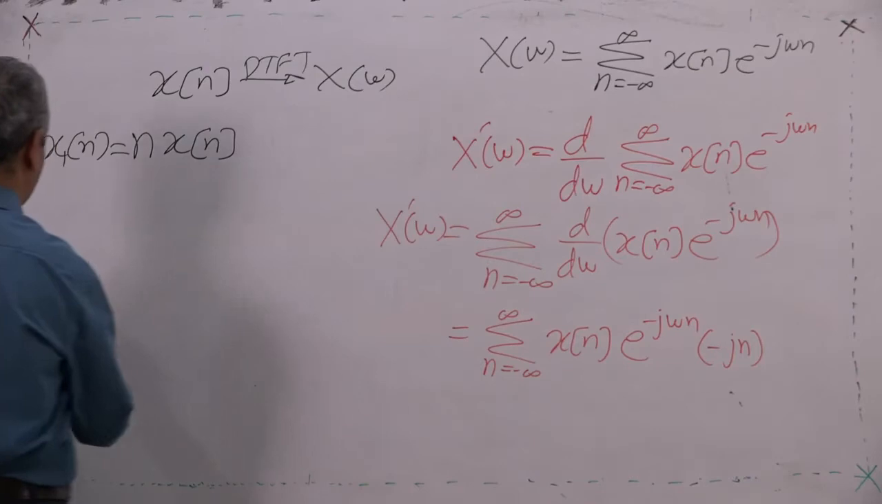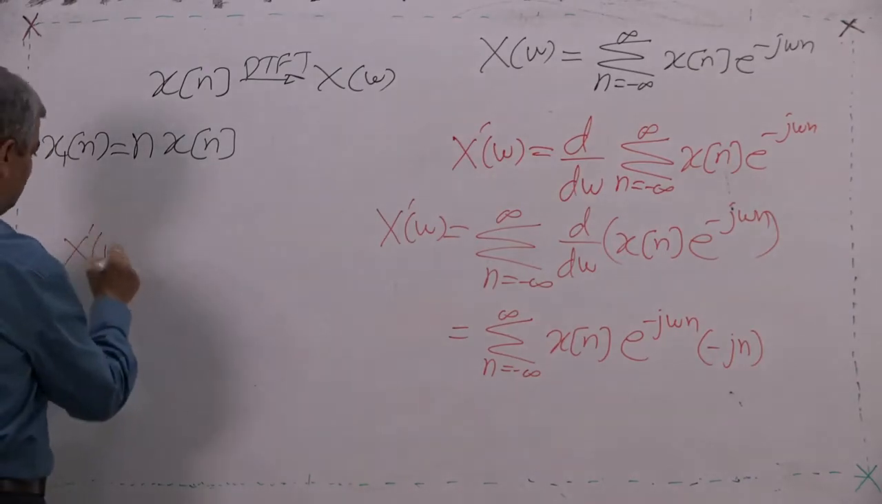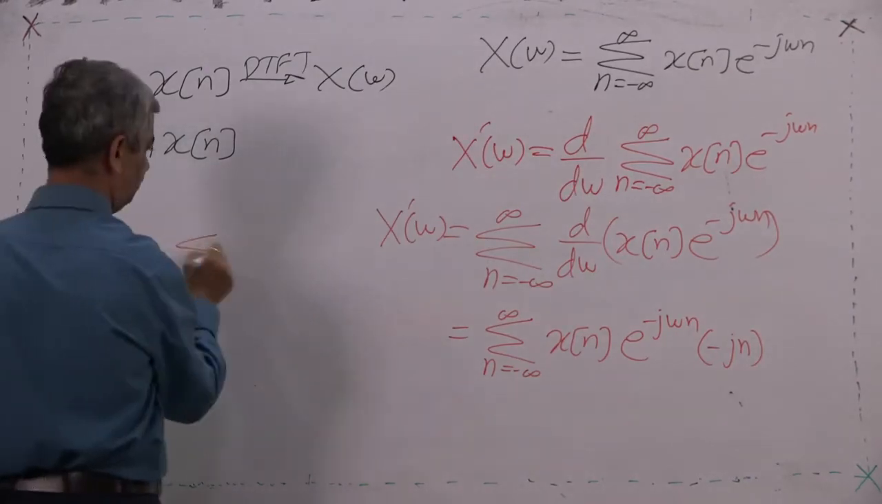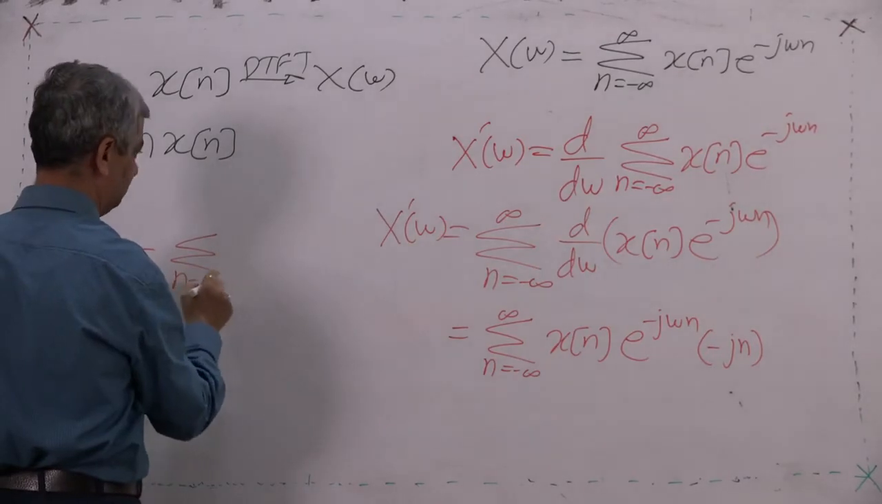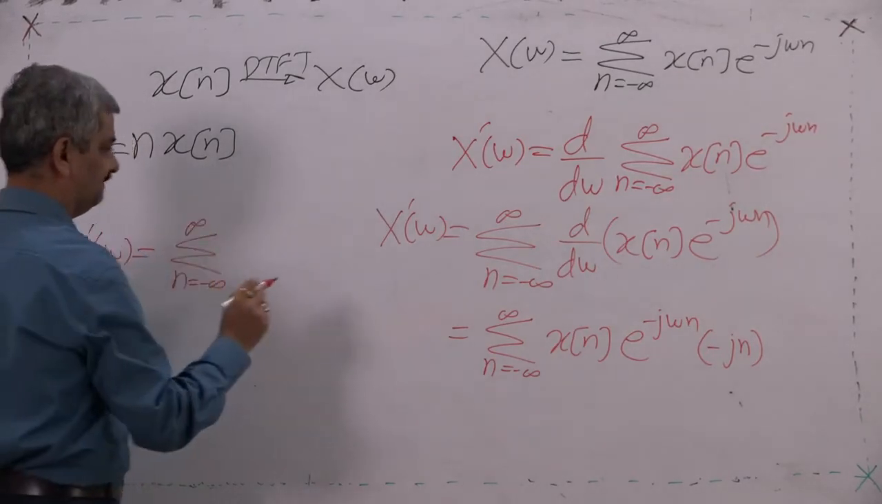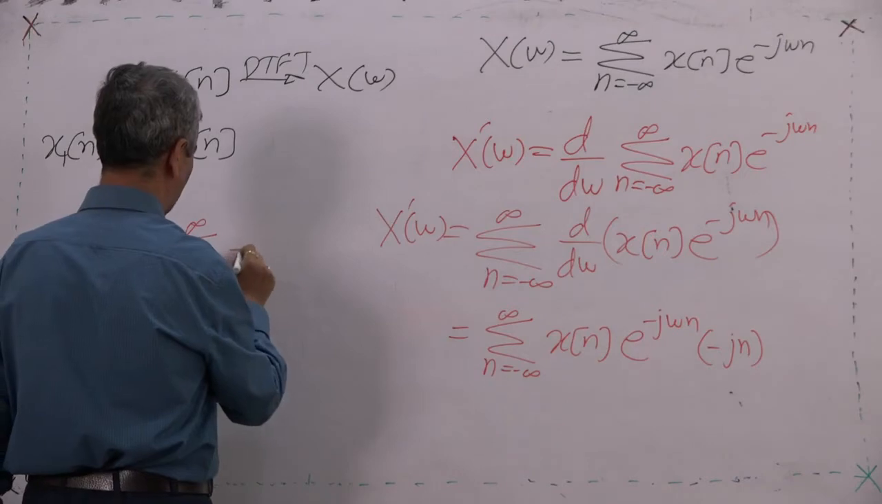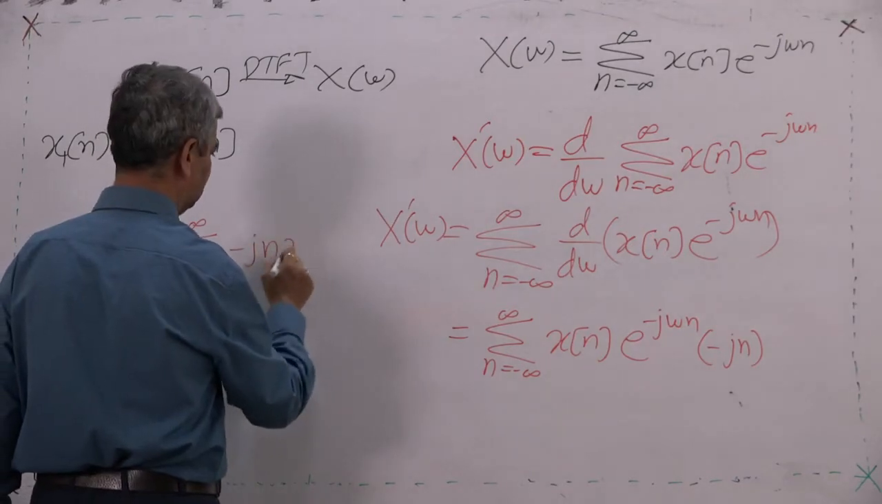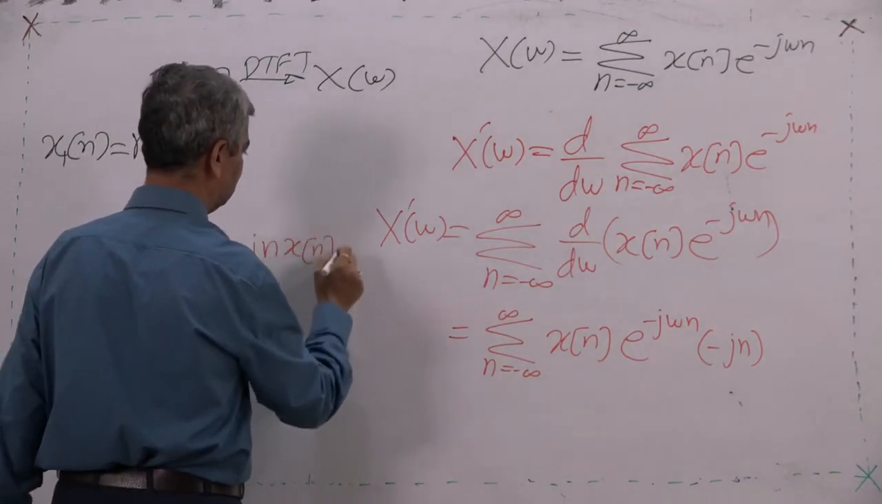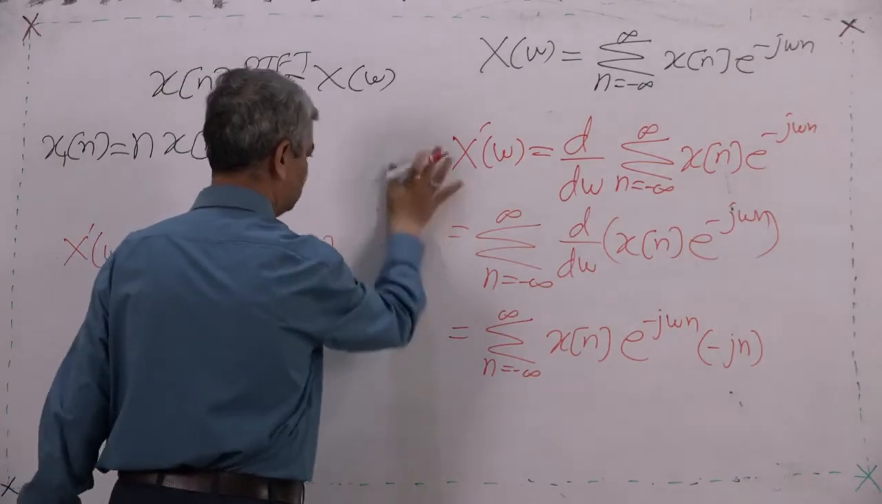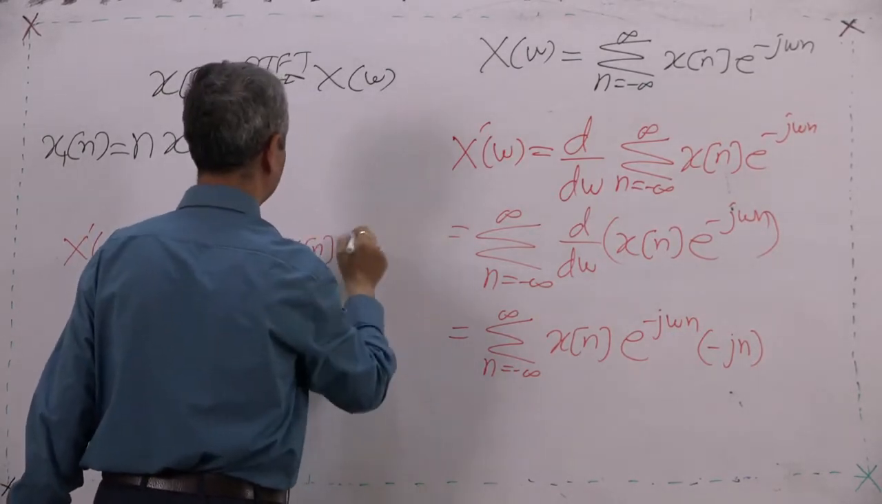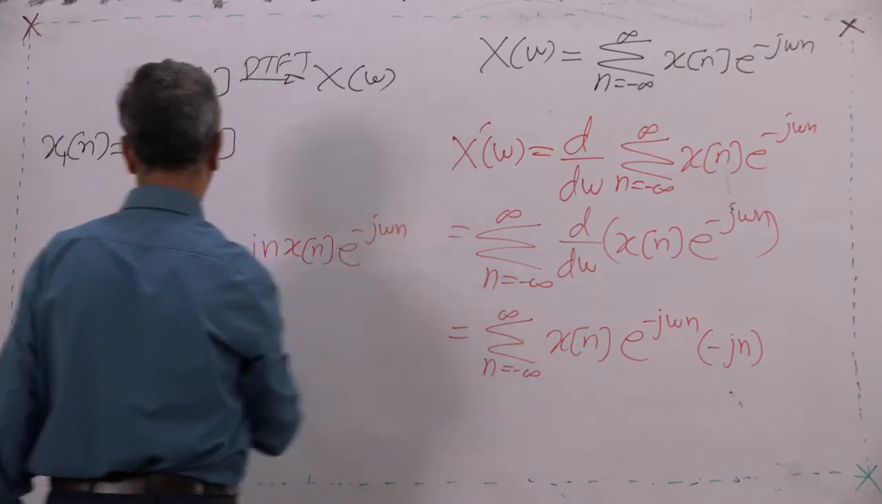So, what is x dash omega? I write again, x dash omega is equal to the summation for n equal to minus infinity to infinity of minus j n x n e raised to minus j omega n.